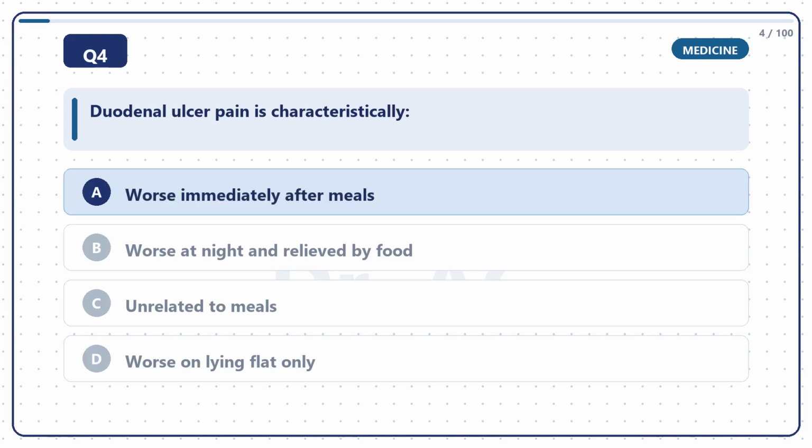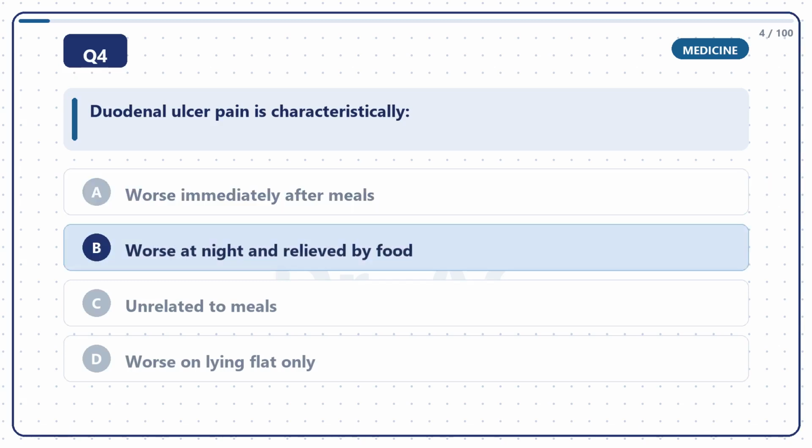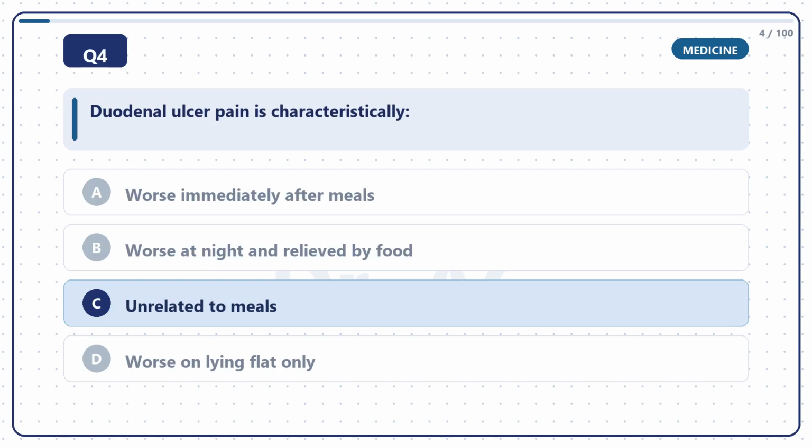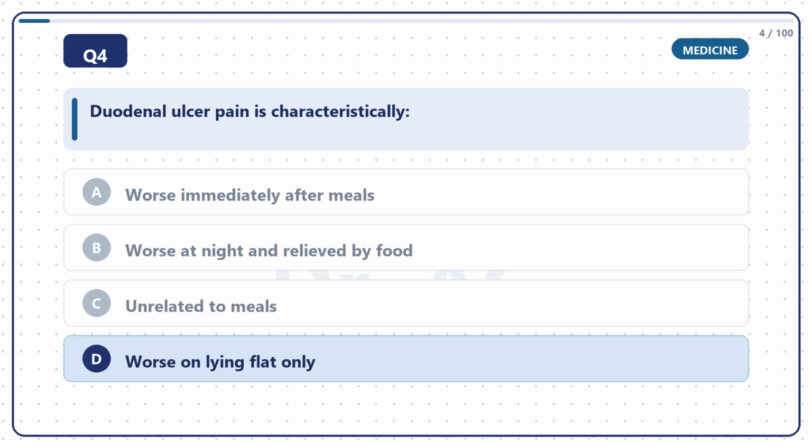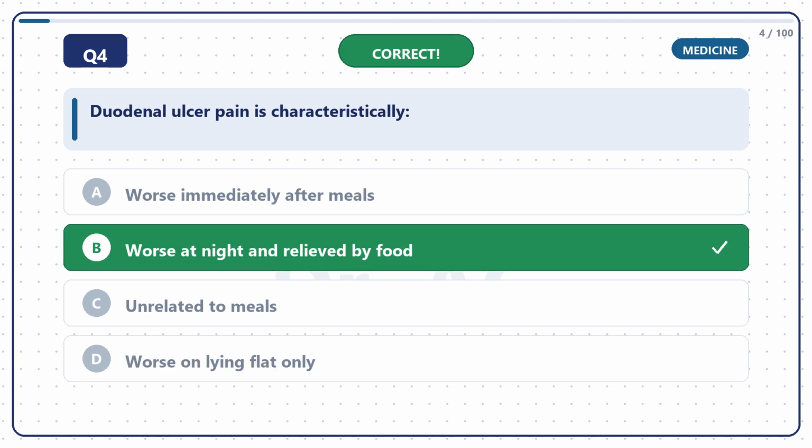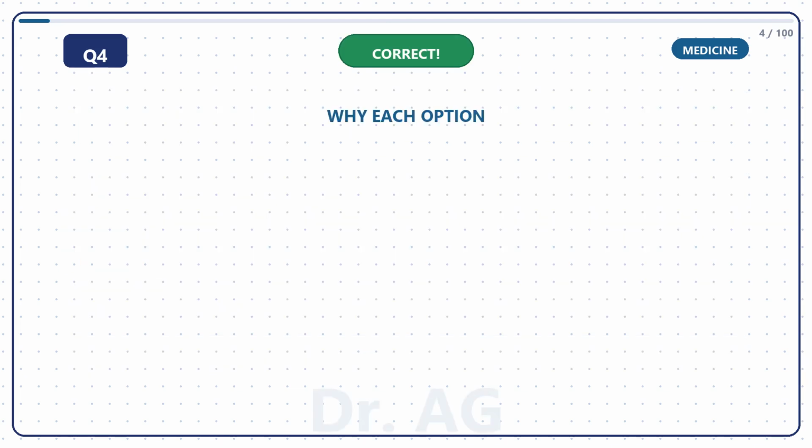Question 4. Duodenal ulcer pain is characteristically Option A. Worse immediately after meals. Option B. Worse at night and relieved by food. Option C. Unrelated to meals. Option D. Worse on lying flat only. The correct answer is option B. Worse at night and relieved by food.